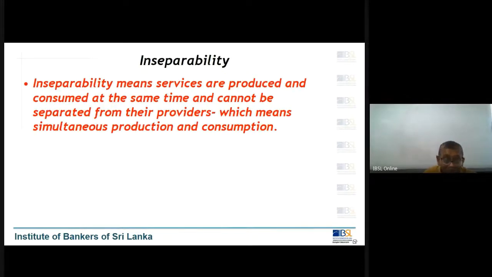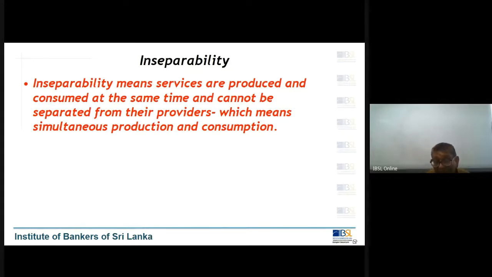The next point, the second one, is inseparability. Inseparability means services and service providers are consumed at the same time. It cannot be separated from its provider, so simultaneous production and consumption take place. I will give an example. Think about a hair cutter. Either the customer has to go to the hair cutter, or the hair cutter comes to you. That is the service nature, inseparability.